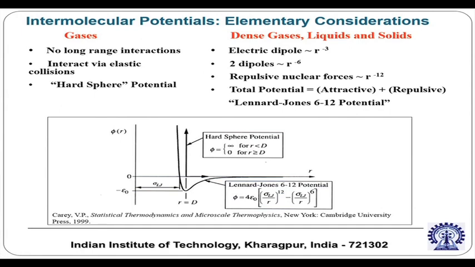I will show you what is the basis of r to the power minus 12, and it is very heuristic. The r to the power minus 6 potential has a very sound mathematical platform, and for r to the power minus 12 the platform is not so sound, and I will show you what the platform for that is. So the total potential will have one term which is the attractive potential which will scale with r to the power minus 6, and a repulsive potential which will scale with r to the power 12, and these two together are known as the Lennard-Jones 6-12 potential or the Lennard-Jones potential.